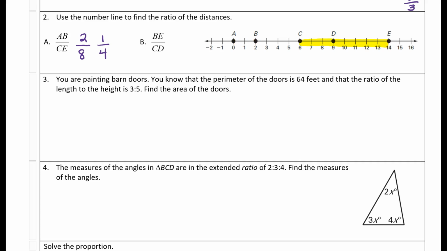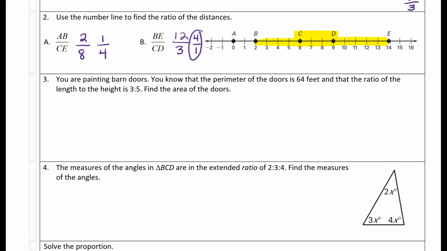Now, if I look at the next problem, I have B to E, which is from here to here. So 14 minus 2 will be 12. And the length of CD, if I look from here to here only, that is from 6 to 9, that is going to be 3 units. So this one is going to be a 4 to 1 ratio. Now remember, since we are doing ratios, you keep the 1.